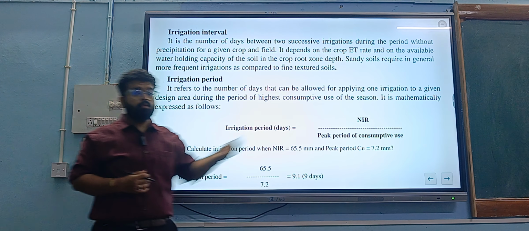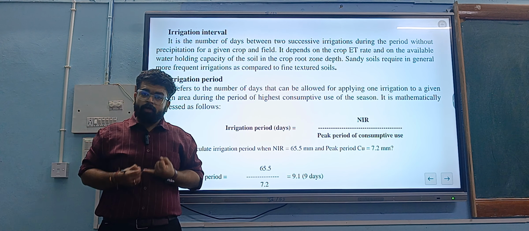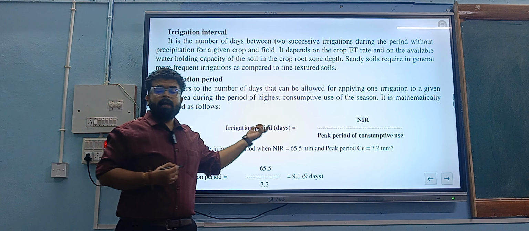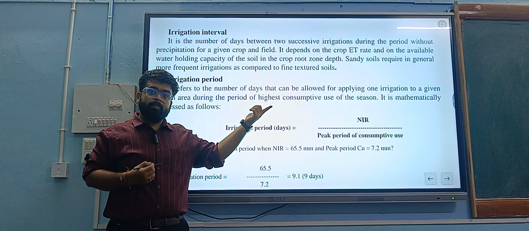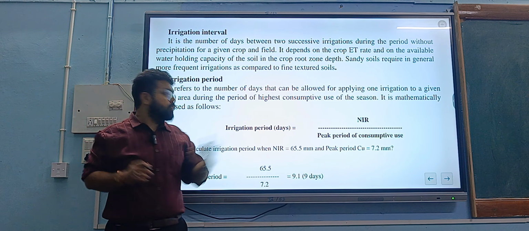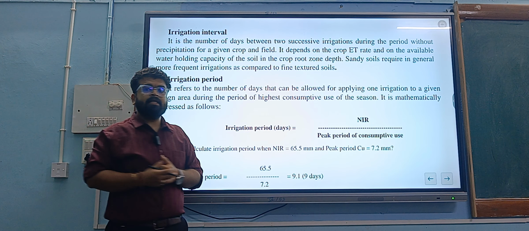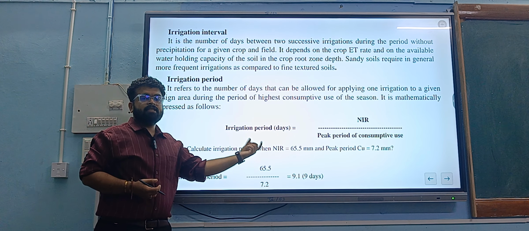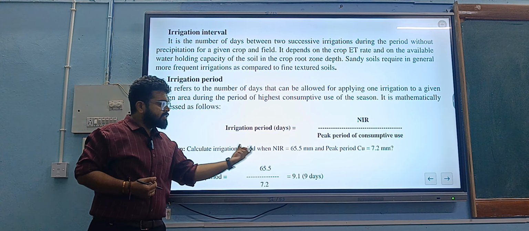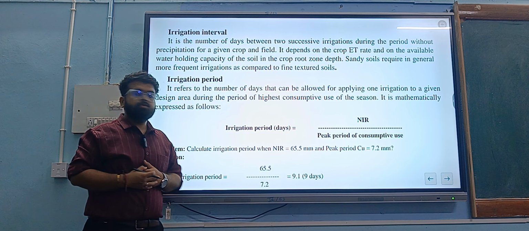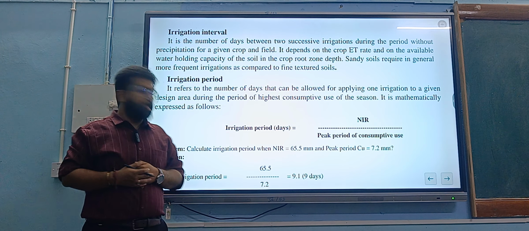What is consumptive use? The water required to meet the evapotranspiration and metabolic need of the plant. By using the net irrigation requirement divided by the peak period consumptive use, you can calculate the irrigation period in days. For example, the net irrigation requirement of a crop is 65.55 mm, whereas the peak period consumptive use is 7.2 mm.